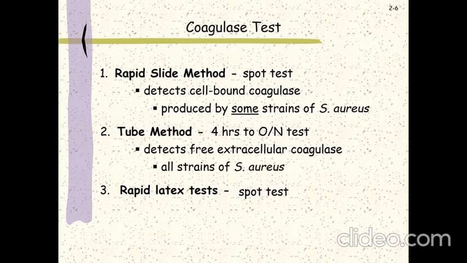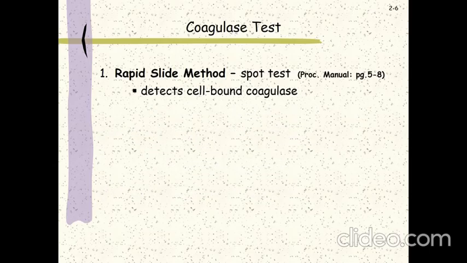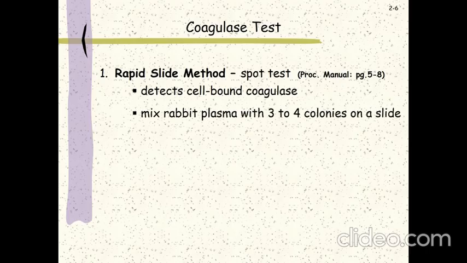But the tube method, and this is where I was saying these are joined together, is because if you have a negative rapid slide, you would then need to set up a tube method anyway, because all strains of Staphylococcus aureus would be positive in this, because they all put out that extracellular coagulase. So the rapid slide method, we are trying to detect that cell-bound coagulase to be able to get good clumps in there. So what we're going to do is mix rabbit plasma with 3 to 4 colonies on the slide.